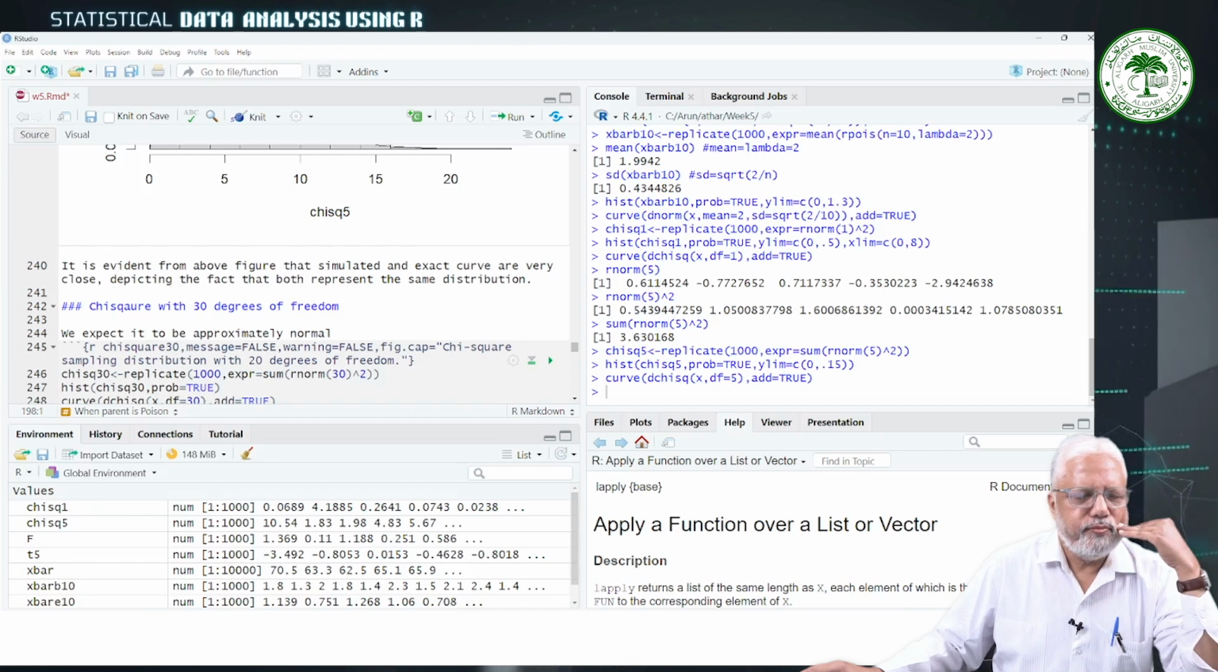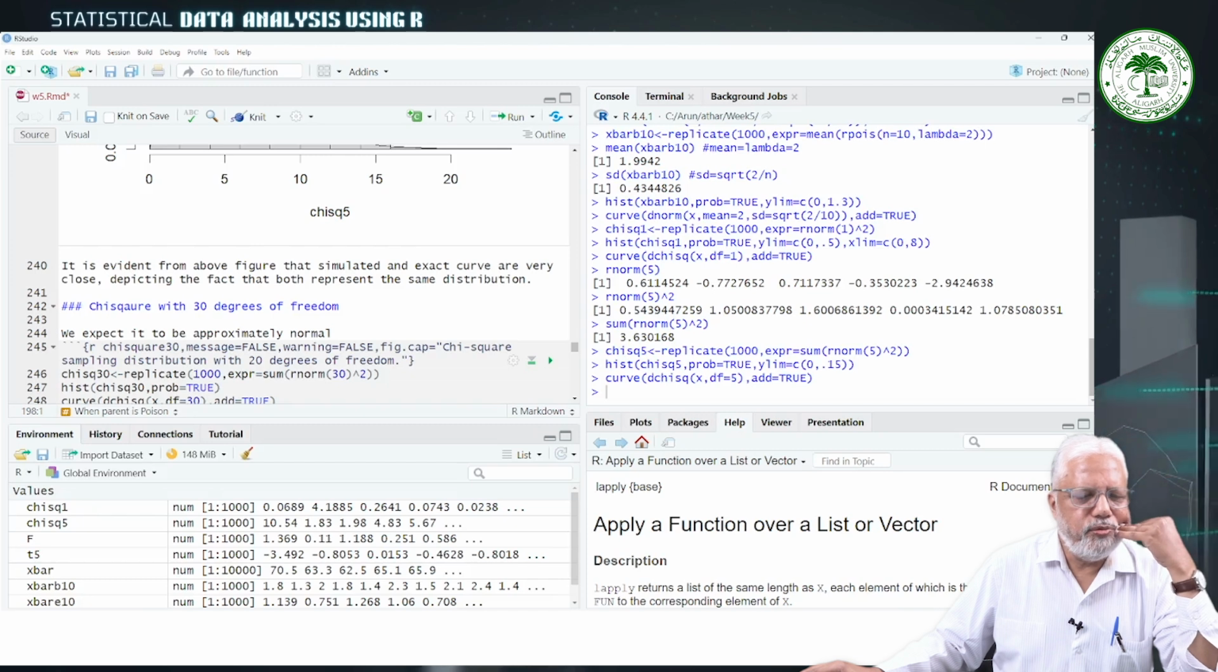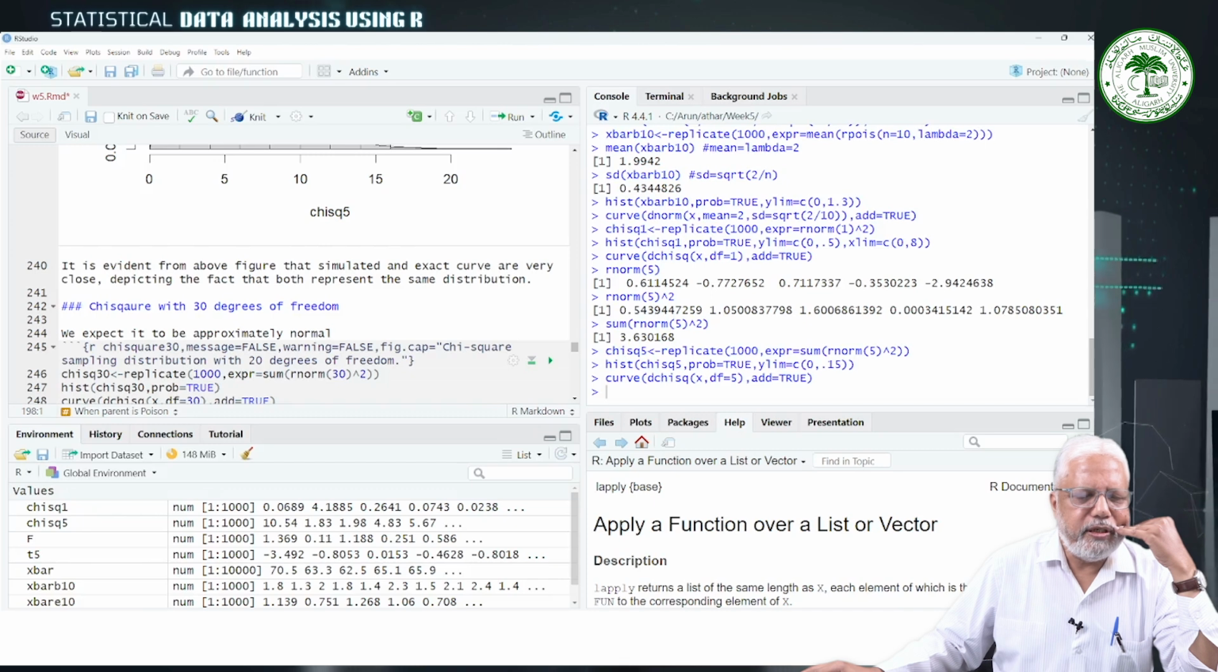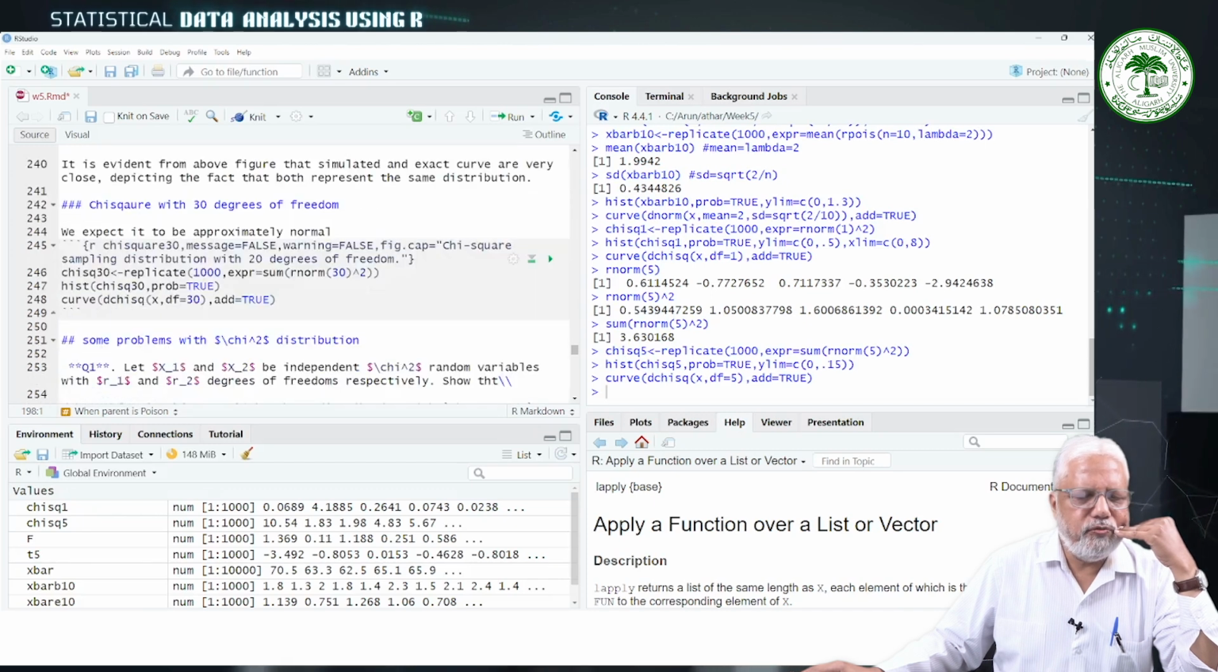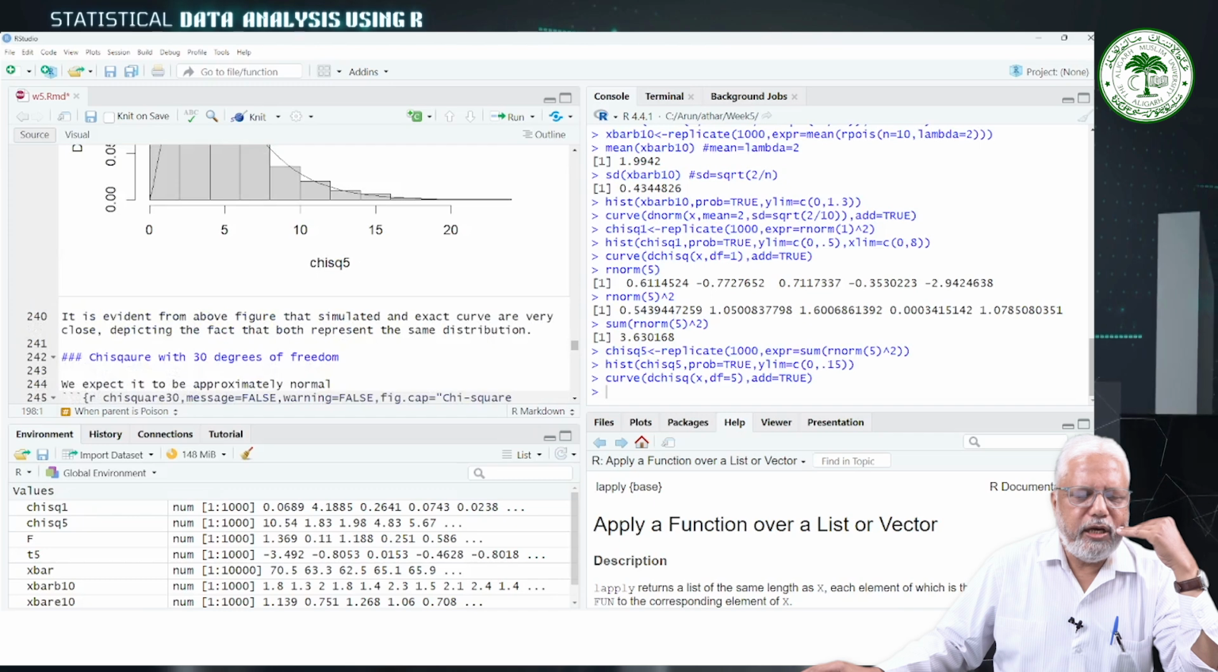Now I can talk about what will happen when the degrees of freedom become 30. That I will continue in my next lecture.